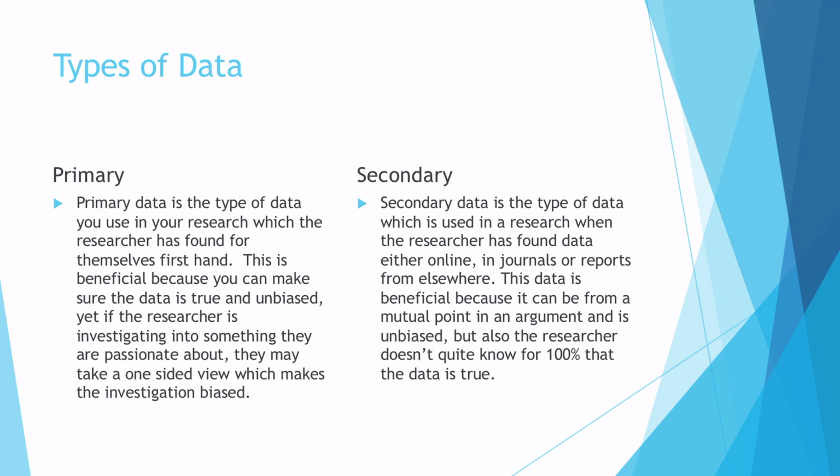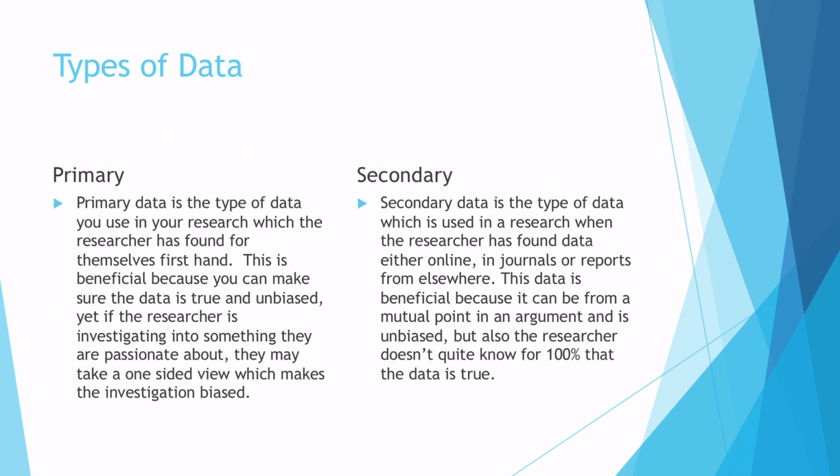Primary data is by far the most effective type of data, as you can find what you need to know for yourself, and you can make sure that the results are true for yourself without people making them up. And even though it is more time consuming, as you have to do the test yourself and do the research yourself, it is more reliable for your research.